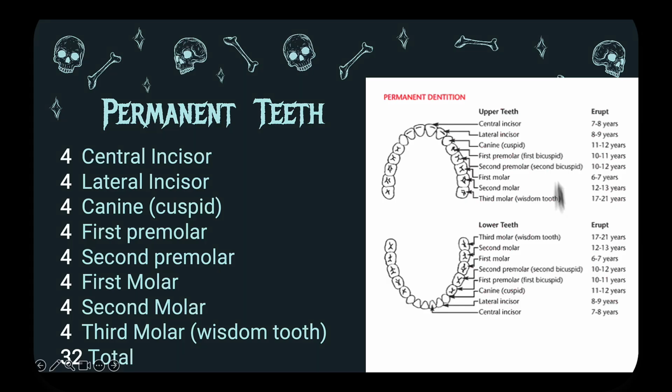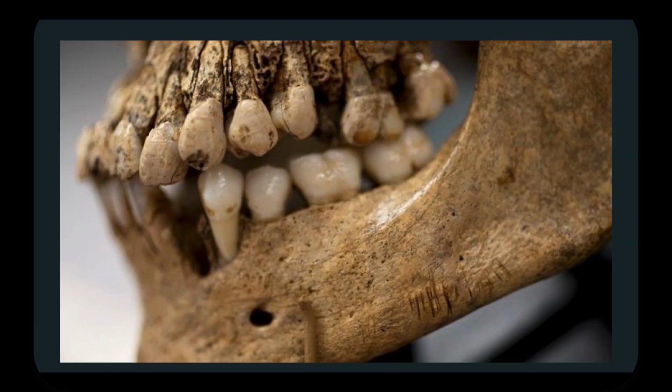Permanent teeth, we have the 4 central incisors, the 4 lateral incisors, the 4 canines. We have our first premolar and the second premolar, then first, second, and third molars. And the third molars are also what we call our wisdom teeth, for a total of 32 teeth. And you can see in this person, we have our first, second, and third molars. So we know this is an adult.